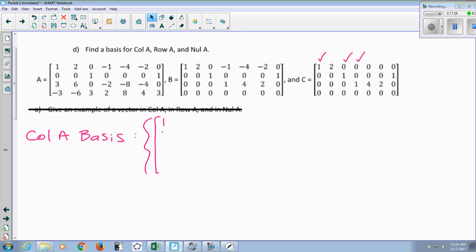So 1, 0, 3, negative 3. That's column 1, and then we need column 3 and column 4. 0, 1, 0, 3, and negative 1, 0, negative 2, 2.